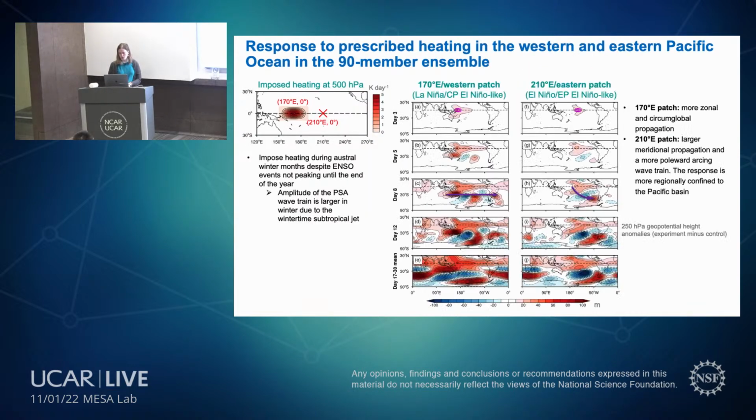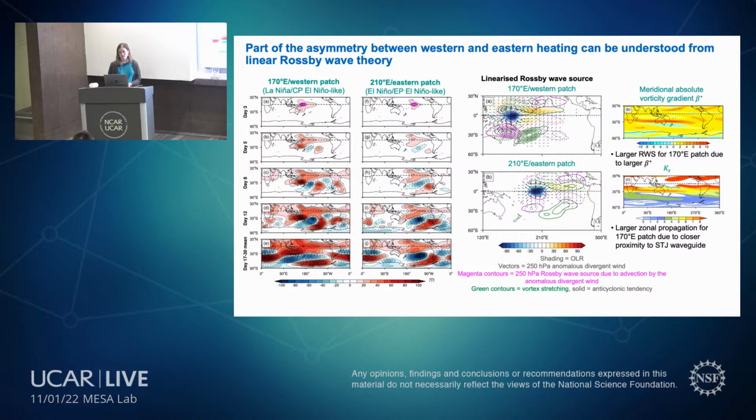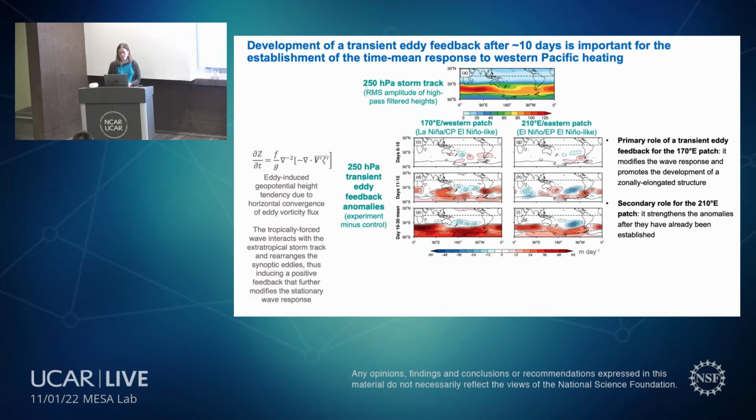Yeah, so the eddy transports the vorticity anomalies northward. Yeah, from the extratropical storm track. So we have this poleward propagating wave train, and then we also have these synoptic eddies that are excited in the extratropical storm track. So it's this interaction, eddy mean flow interaction, that promotes this different structure of the response.